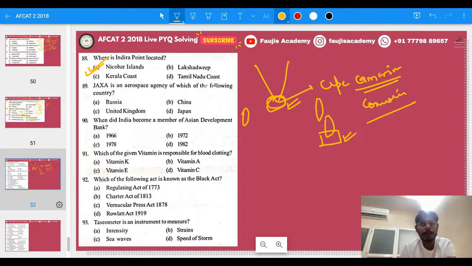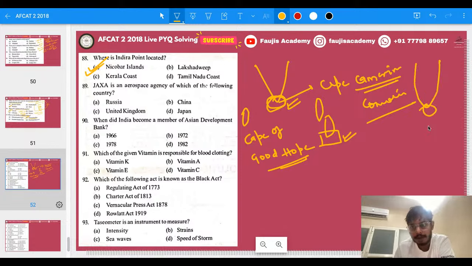Where is the Cape of Good Hope? There is a cape named Cape of Good Hope. Yes, Comorin, that's correct. The Cape of Good Hope on the world map is in Africa, the African continent.